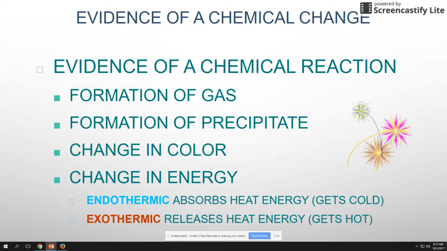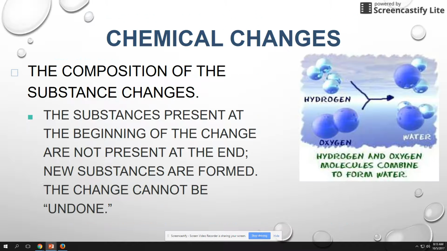Formation of precipitates. When you're making a precipitate, it's usually something left over, like after a burn. Think of burning paper. What's left over when you burn paper? What's left over when you burn wood? That's a precipitate. Change in color. Change in energy. We have endothermic and exothermic. Endothermic absorbs heat, it gets cold. Exothermic releases heat, it gets hot.